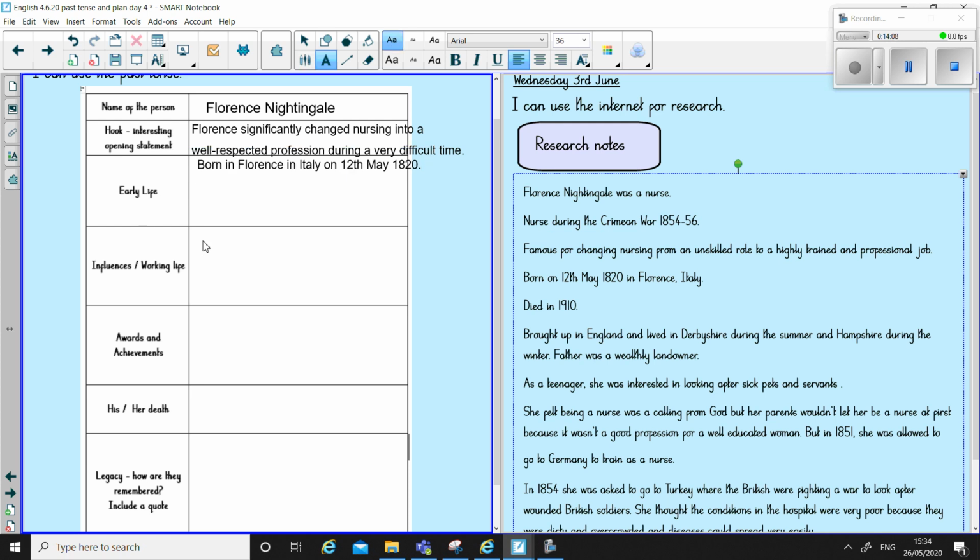Again, your plans can be printed off if you want to, otherwise you could just use these headings and write them straight into your book. So pause the video, have a go at that for me now, please.